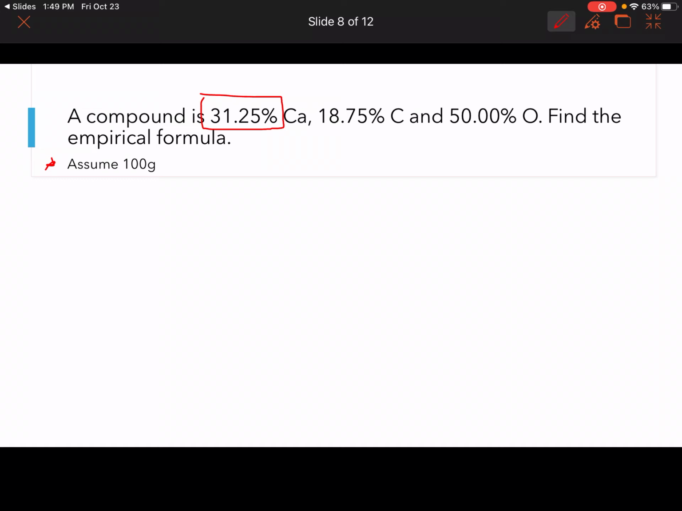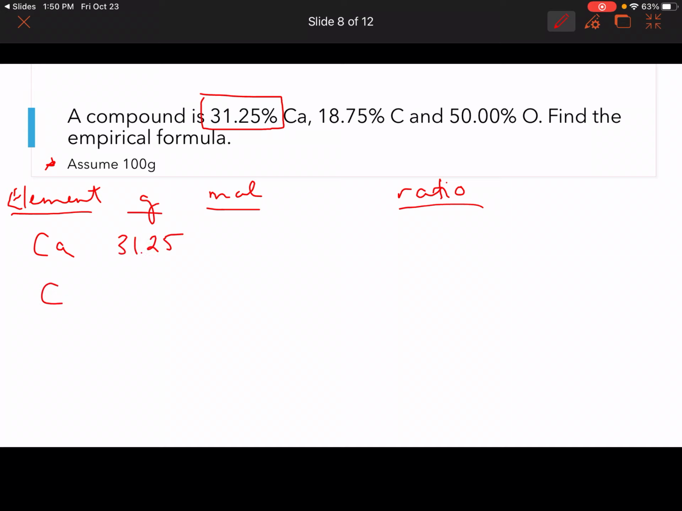Okay, so you're going to set up a little chart for yourself. This is often the easiest way to do it. Well, I think it is. So element, grams, moles, and then ratio. These are our headings here. So if I have assumed 100 grams, calcium I've got 31.25, carbon I'm going to have 18.75 grams, and oxygen will be 50.00 grams.